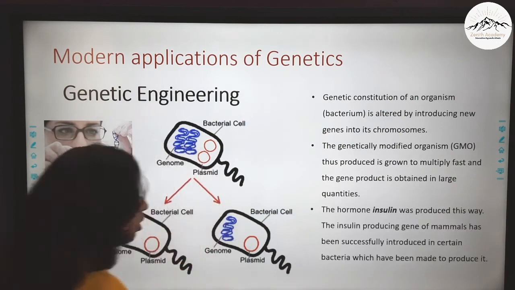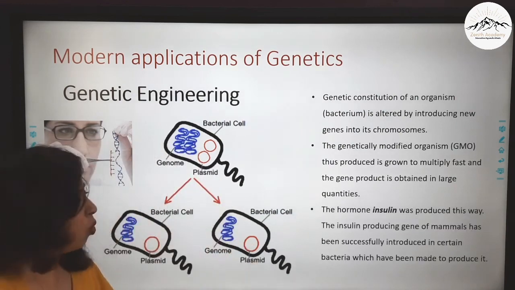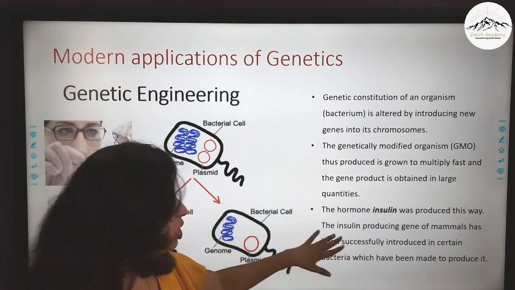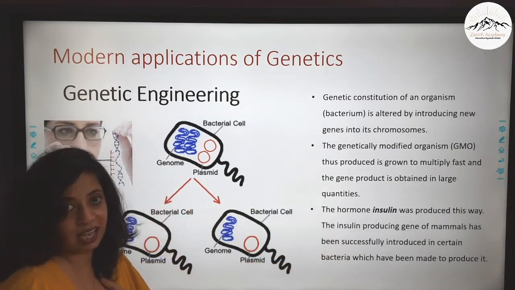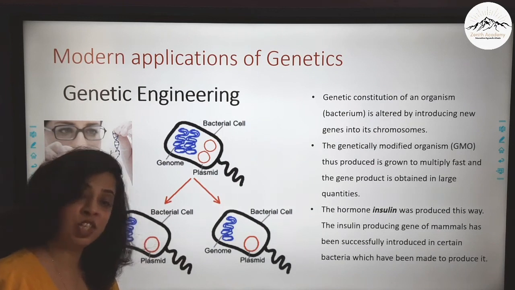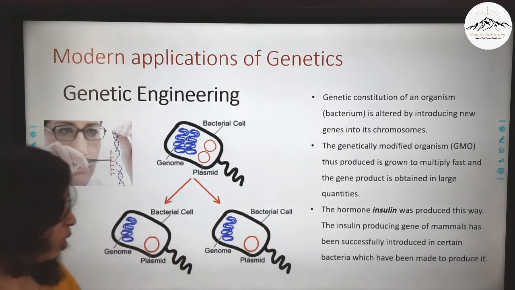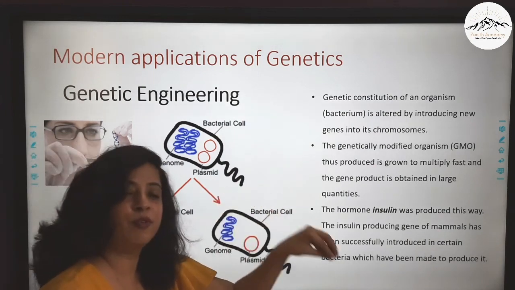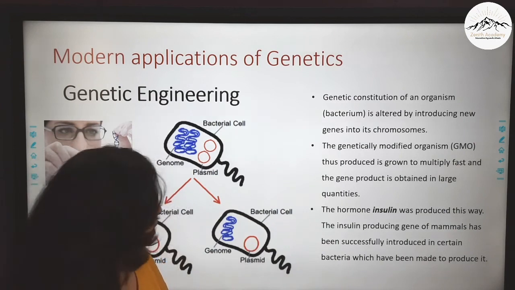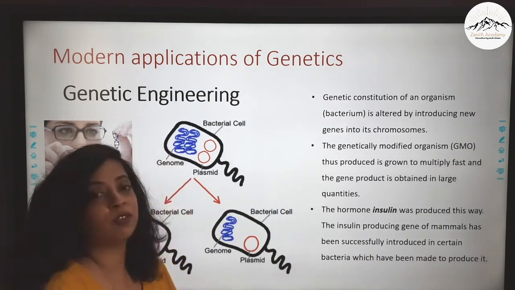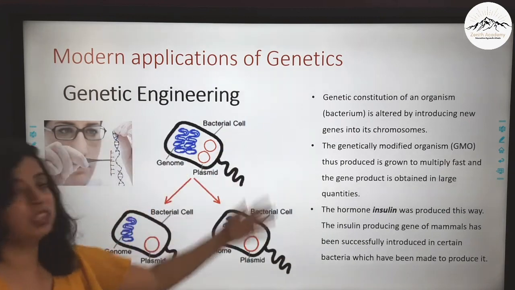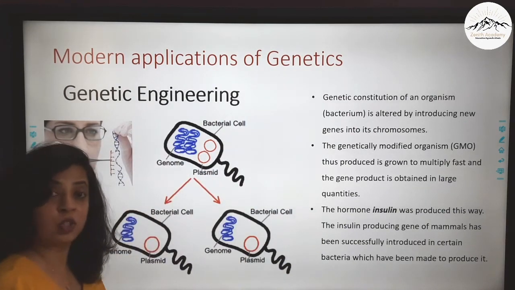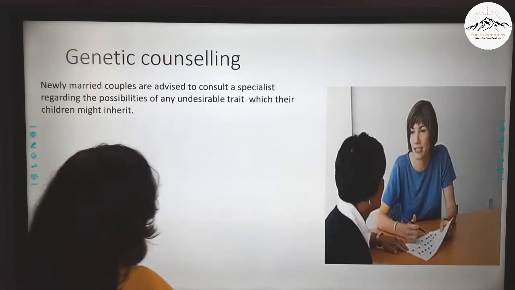Okay. Now the hormone insulin was produced this way. So insulin producing genes of a mammal, because mammals produce insulin like we do. So the insulin producing gene of a mammal like human beings was taken and introduced into bacteria, which have been made to produce it, and then bacteria produce these genes in large quantities. So this is how we obtain insulin in large quantities artificially.